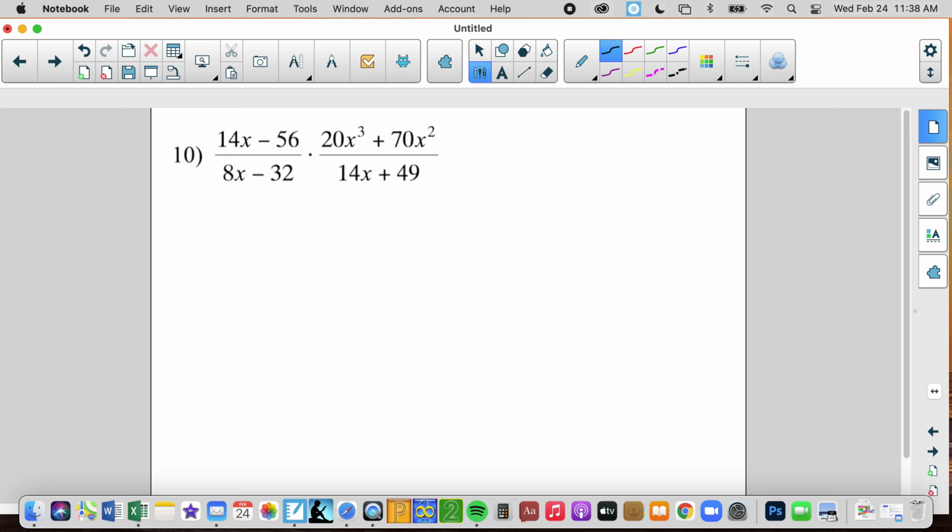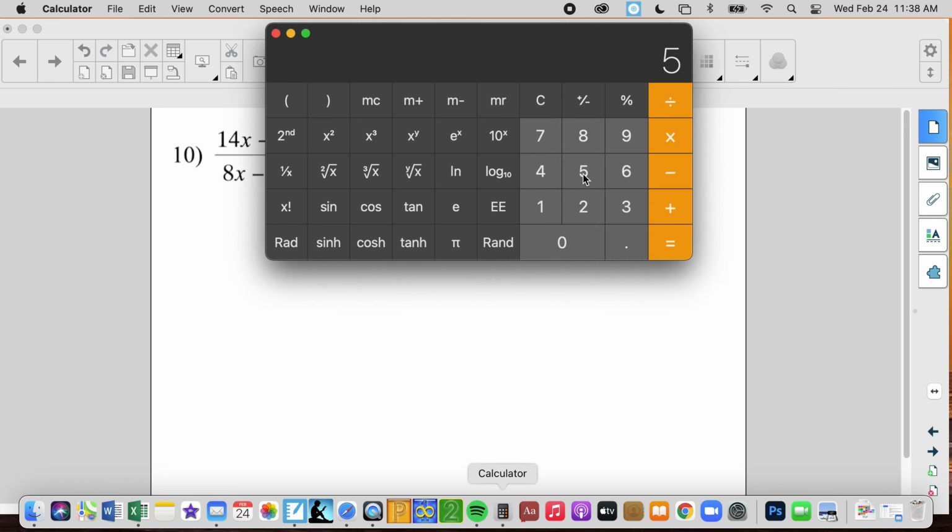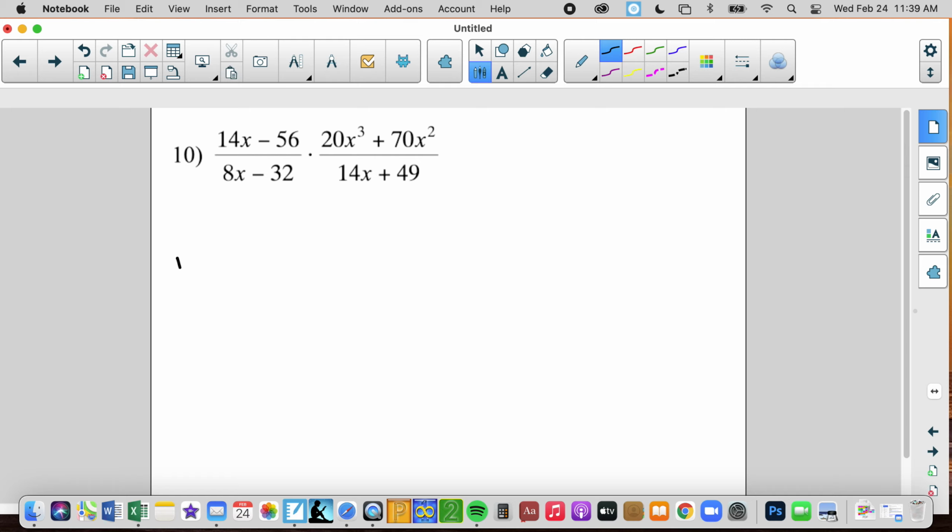I'm looking at the top left, 14. Does 14 go into 56? I don't know. I'm going to use my calculator to check, and it does. So I know that I can factor out a 14. How many seconds did that take? That took like 4 seconds. 8 definitely goes into it.